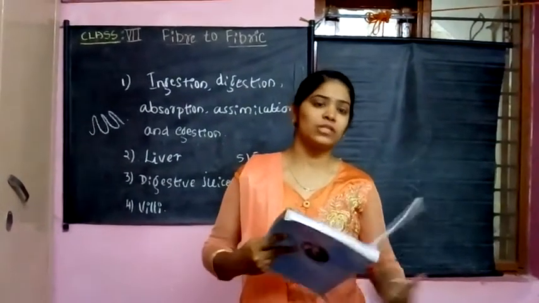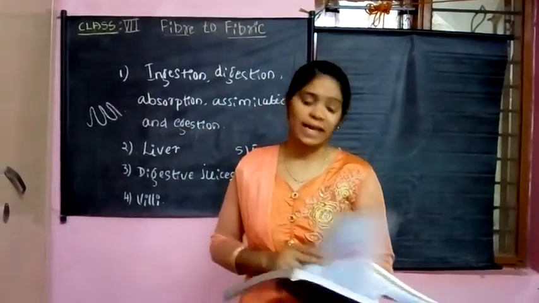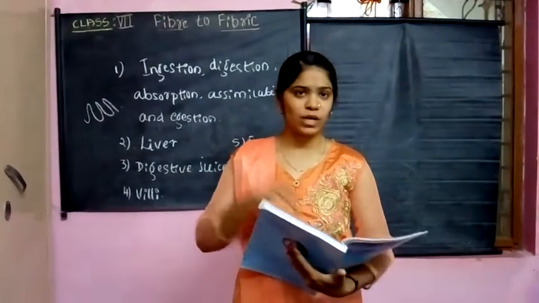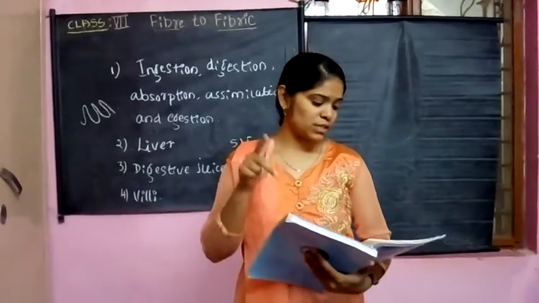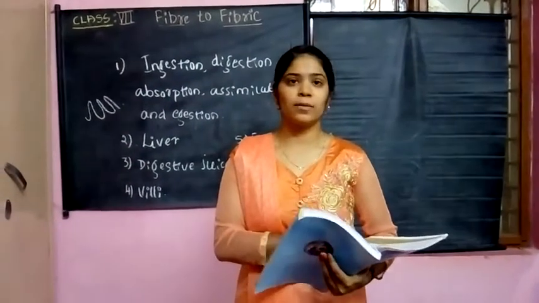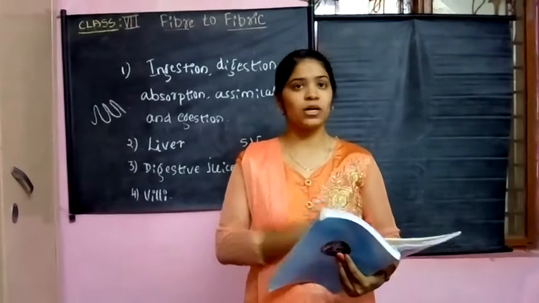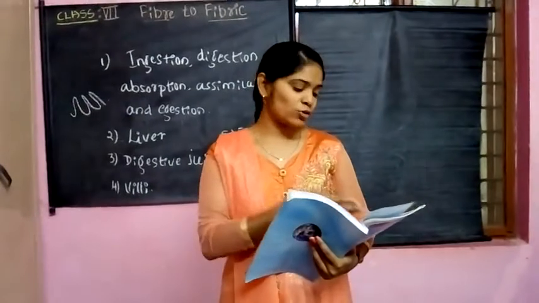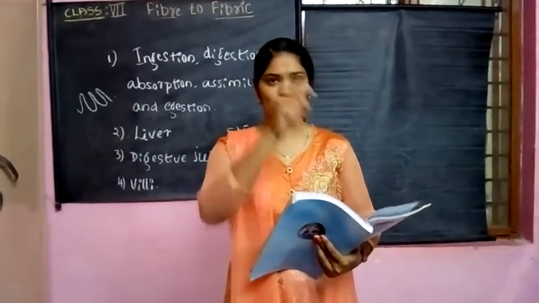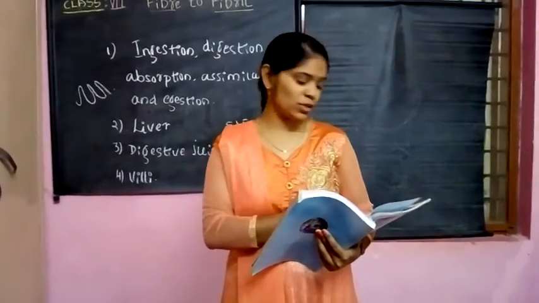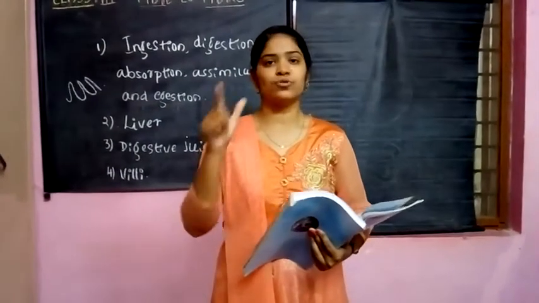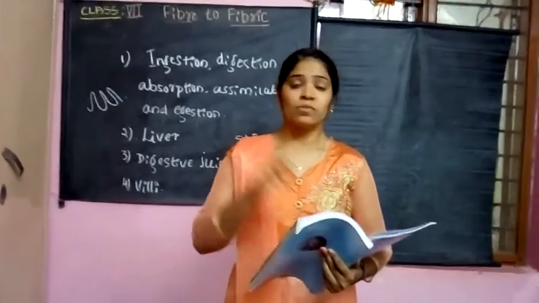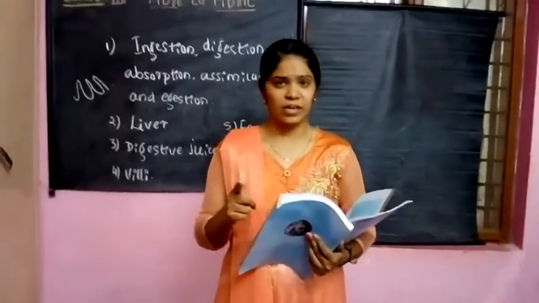The 12th question is, they have given the diagram of the digestive system. You should mention the parts. They have started with the stomach. Here the buccal cavity and the salivary glands are not given, and the esophagus is also not mentioned. So you should mention all the 9 parts, whatever they have given. Draw the diagram very neatly.